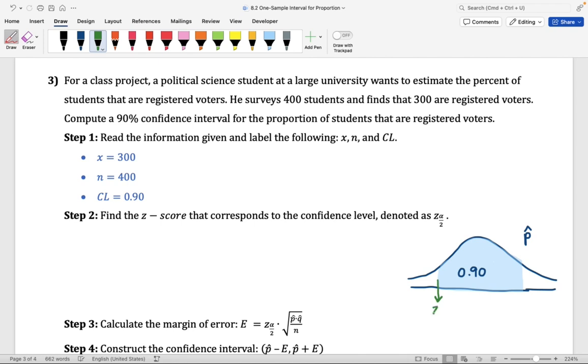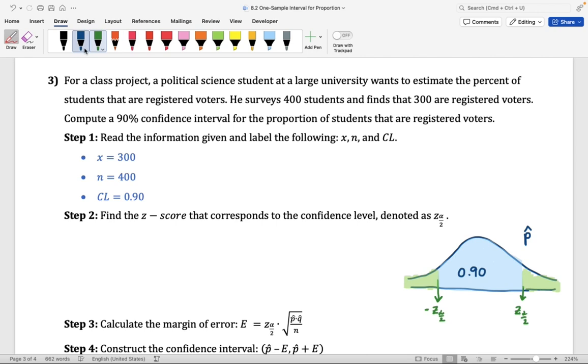The C-score is going to help us capture that area. How far do we have to go here on the left or here on the right? It doesn't matter which one you find. It's just that the C-score on the left is going to be negative and the C-score on the right is going to be positive. To find that C-score, you need to know the area to the left of that C-score. So we need to know the area here on this tail. That area is the same area that we have here on the right tail. Now this area here is going to be alpha divided by 2.